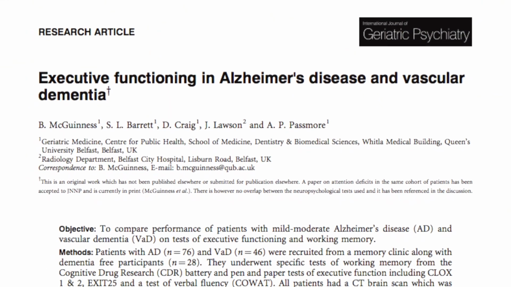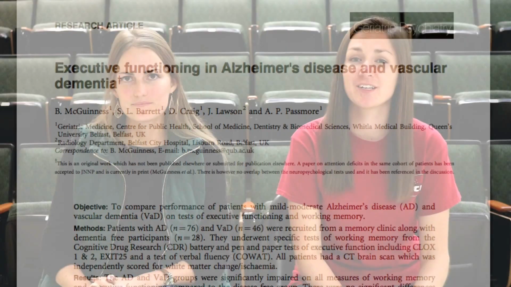A study by McGinnis in 2009 indicated that both individuals with Alzheimer's disease and vascular dementia show impairments in executive functioning and working memory. Such a deficit may cause somebody with dementia to experience difficulty planning, sequencing, and executing complex activities.